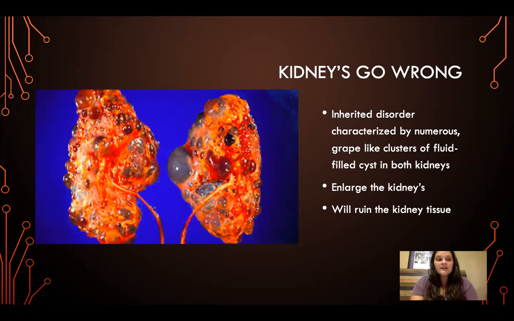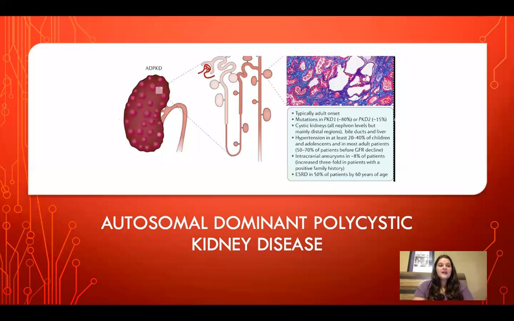Not only may cysts develop in the kidney, but they can also develop in other organs, like the liver. There are two types of polycystic kidney disease. The first one we're going to talk about is autosomal dominant polycystic kidney disease. This is the most common type, and it has mutations on chromosome 4 and 16. That's how they know that it's autosomal dominant polycystic kidney disease.